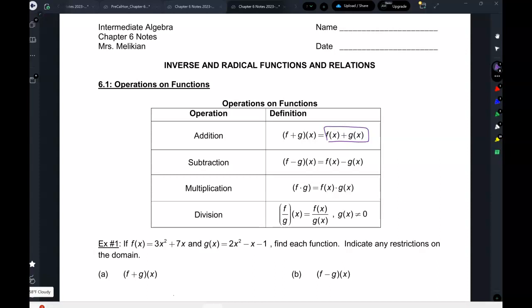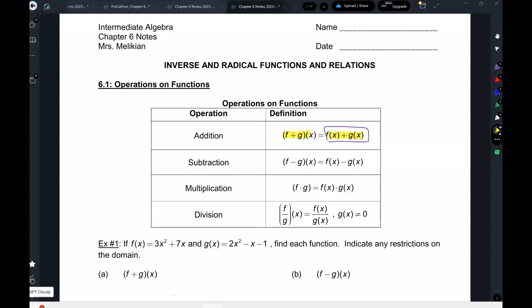Now, there is a more concise way of writing this exact same thing, and that is f plus g of x. So basically, these two mean the exact same thing. So whether I see the thing to the left or I see the thing to the right, what do I do? Oh, I take f, I add it to g.